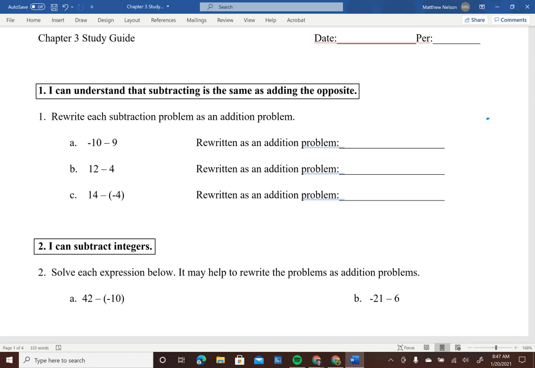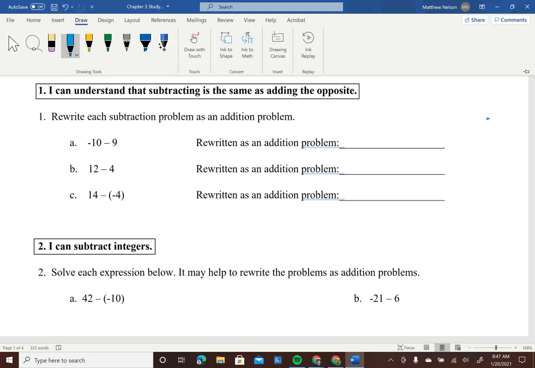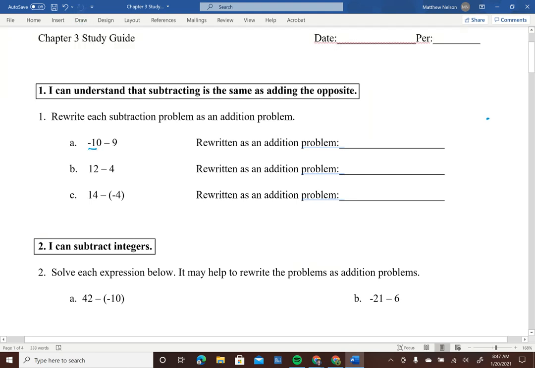So we take a look at the first learning target. It says, I can understand that subtracting is the same thing as adding the opposite. So we're going to rewrite each subtraction problem as an addition problem. So let's take a look at this first one here. We have negative 10 minus 9. I want to write this as an equivalent addition problem.